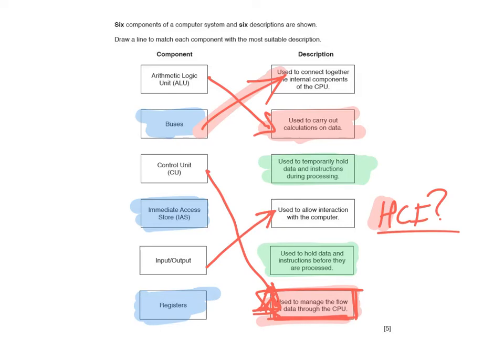Now that leaves the 2 difficult ones, unfortunately. We've got registers and immediate access storage. The way I remember it is, think of a good terminology here. The registers are the ones that are used during the processing, because that's what's happening. The immediate access store is a misleading name, but that holds data and instructions before they are processed. It's worth a little bit of reading into that over. Again, I say that a lot for these notes, but again, it's the technique here.